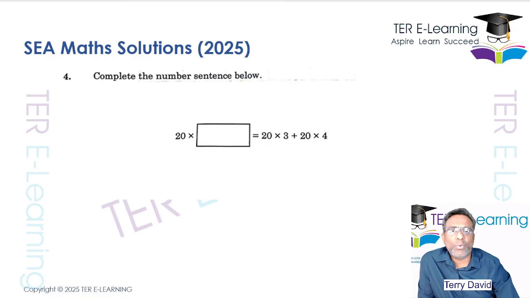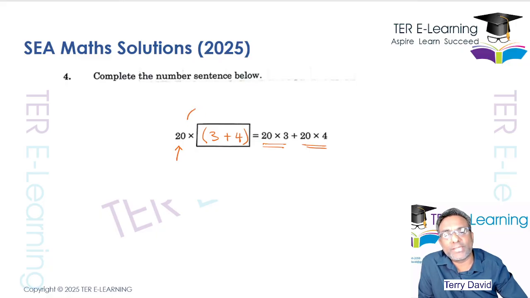For this question here, we want to complete the number sentence. If you look on the right-hand side here, you're taking 20 and multiplying it by something. But when you look on the right-hand side, you have 20 by 3 and you're adding that to 20 by 4. So therefore, this is the distributive law we're talking about here. So this is open brackets. So this has to be a 3 plus 4. Basically, what you're doing here is taking the 20 and multiplying by this 3, and you're also taking the 20 and multiplying by this. So this is the distributive law.